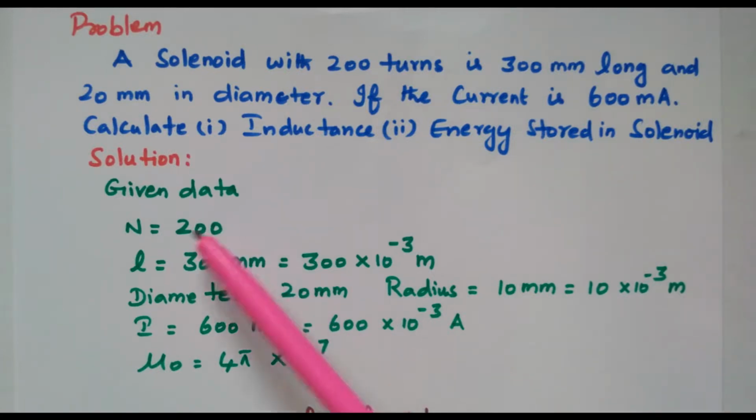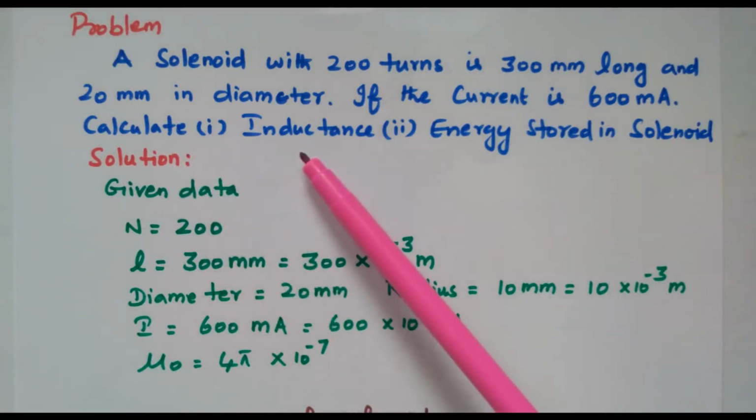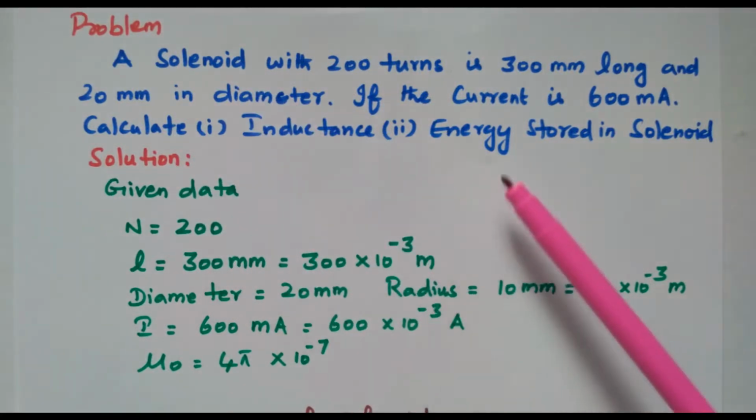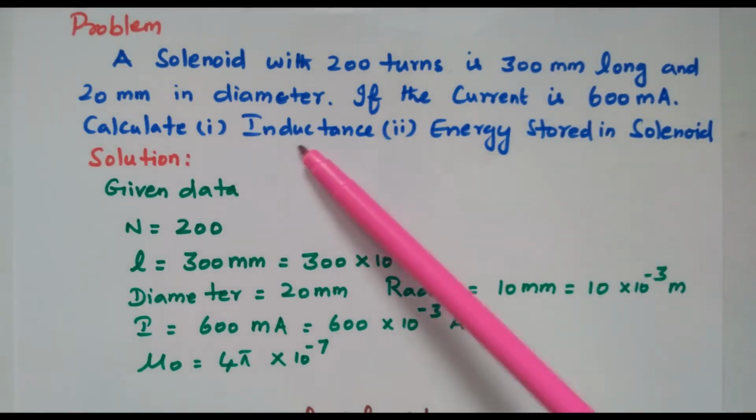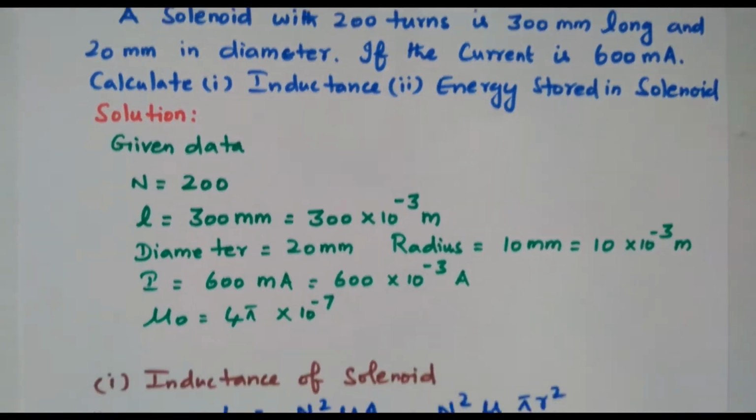The number of turns is available, length is available, diameter is available. From that we calculated the radius. The current is 600 milliampere, 600 into 10 to the power minus 3 ampere. Milliampere means we need to multiply with 10 to the power minus 3, right? Then we have the constant mu naught equal to 4 pi into 10 to the power minus 7, right? What we need to calculate? We need to calculate the inductance of this solenoid and the energy stored in the solenoid, right? Energy stored as well as inductance value. We'll find these one by one.